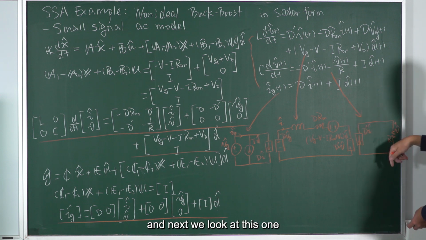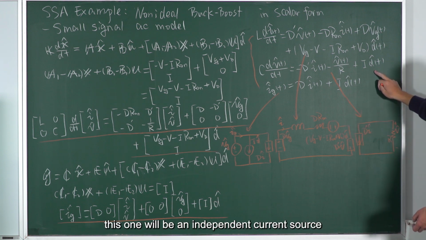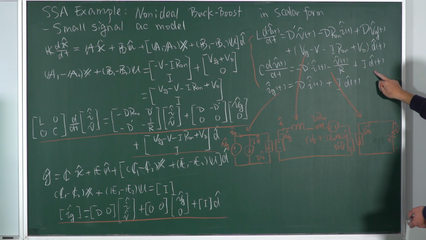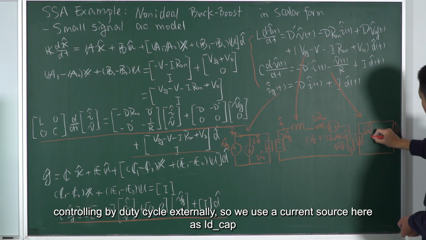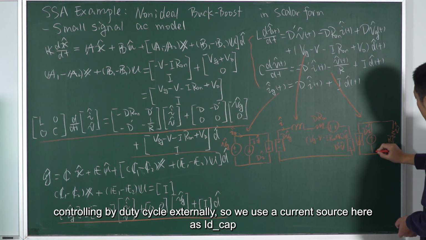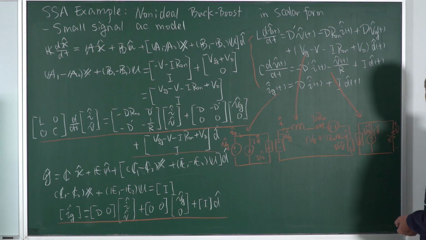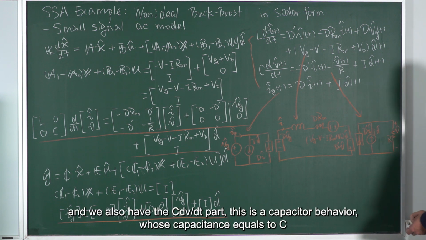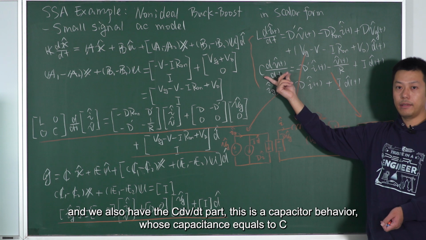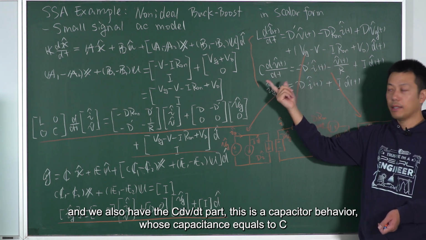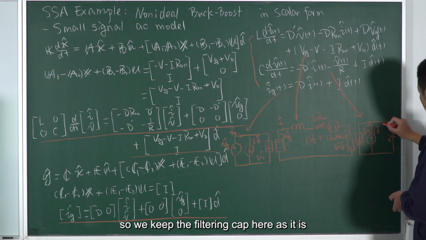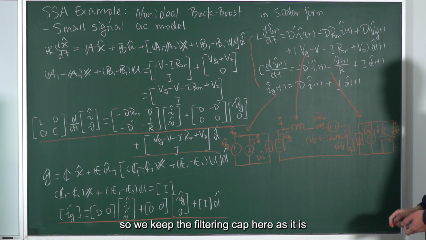And next, we look at this one. This one will be an independent current source, controlled by duty cycle externally, right? So we use a current source here as I D cap. And we also have the C dv/dt part. This is a capacitor behavior whose capacitance equals C. So we keep the filtering cap here as it is.